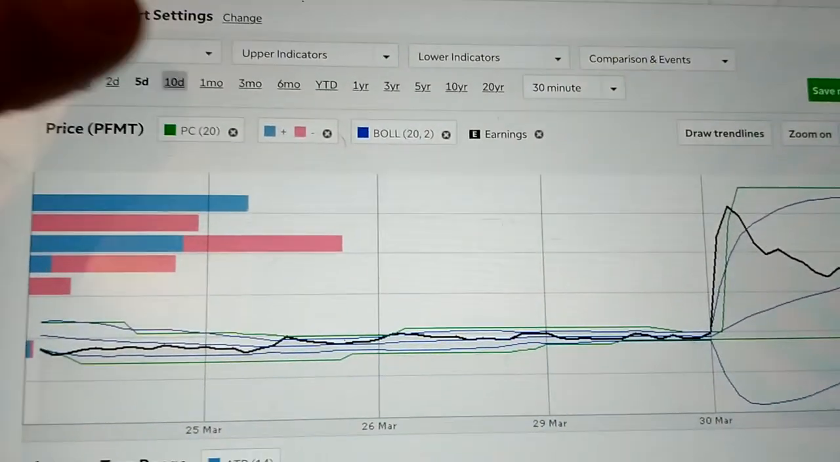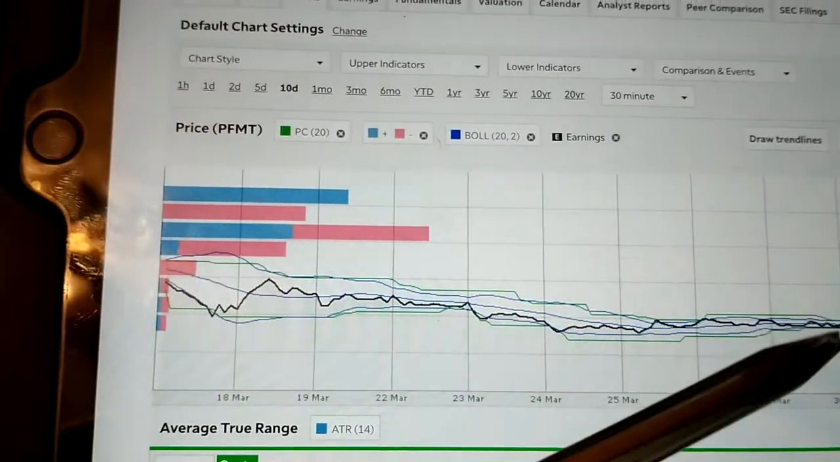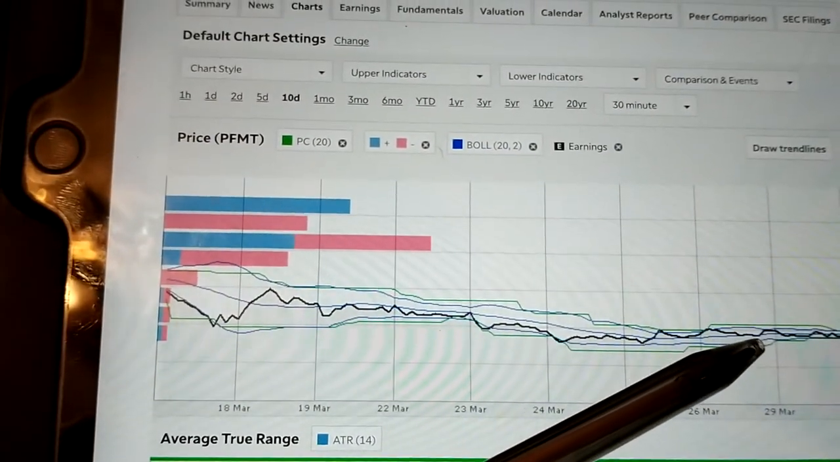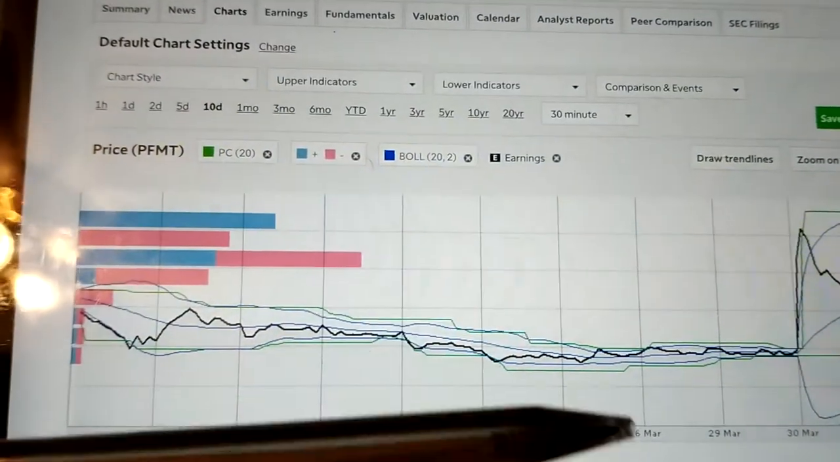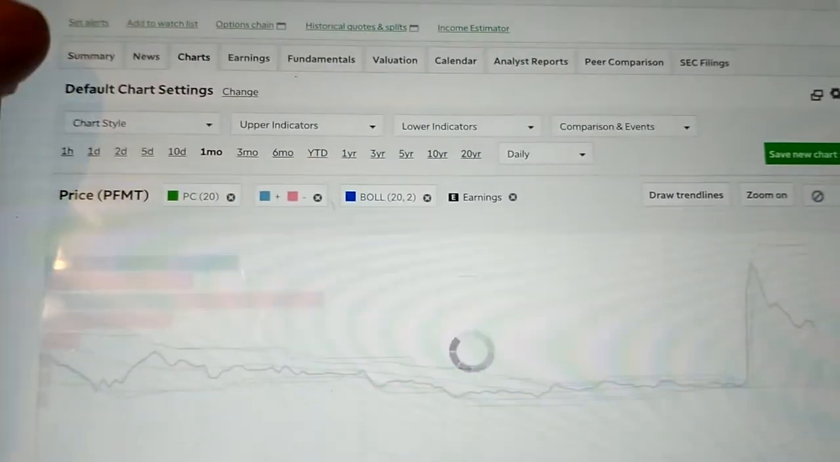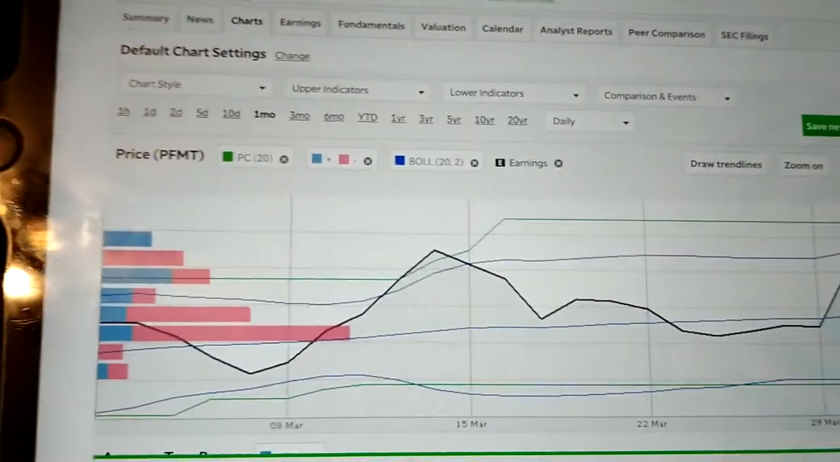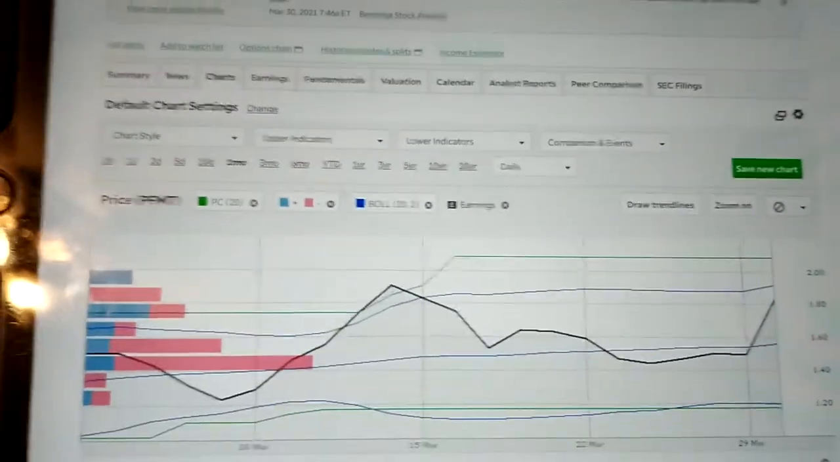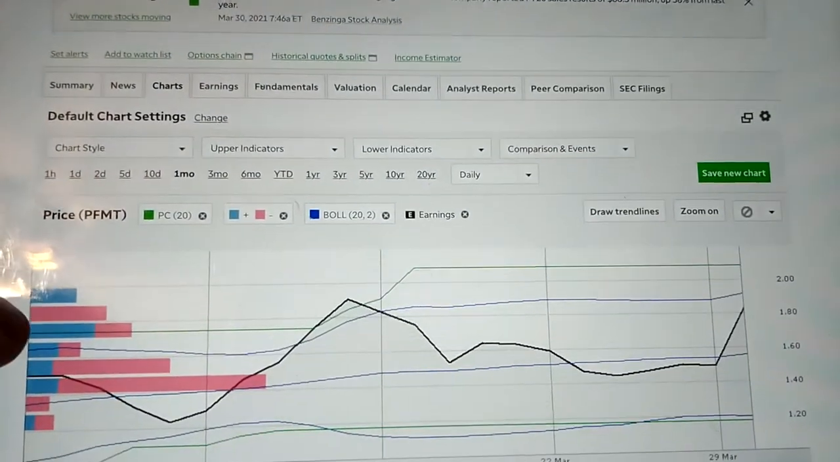I mean, definitely a support there. Holy cow, let's look at this. Now this is possibly a... let's look at the 1 month chart here of PFMT. I just want to see if it deserves to go into the watch list. If it's in the watch list, there's a pretty good chance that one I'm going to buy.